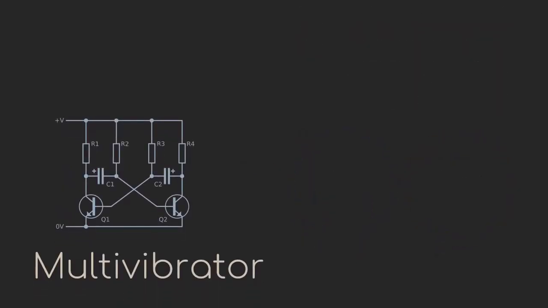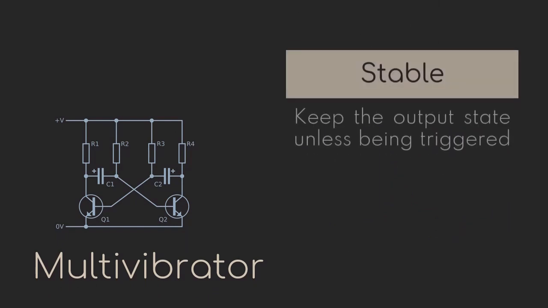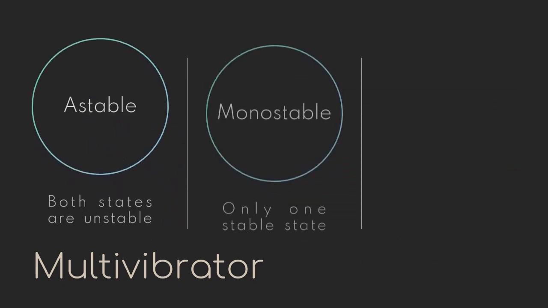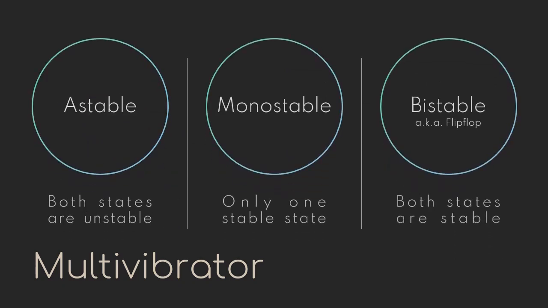A multivibrator has two states, stable and unstable. There are three types of multivibrators: astable multivibrator, monostable multivibrator, and bistable multivibrator. For the astable multivibrator, the circuit is not stable in either state. For the monostable multivibrator, we have one stable state while the other state is unstable. A trigger pulse causes the circuit to enter the unstable state. After entering the unstable state, the circuit will return to the stable state after the set time. For the bistable multivibrator, the circuit is stable in either state.